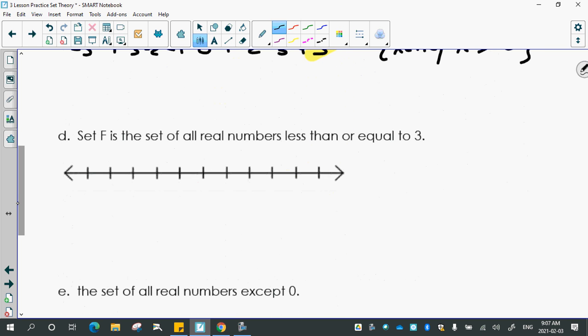Set F is a set of all real numbers less than or equal to 3. So we'll start maybe at -2.